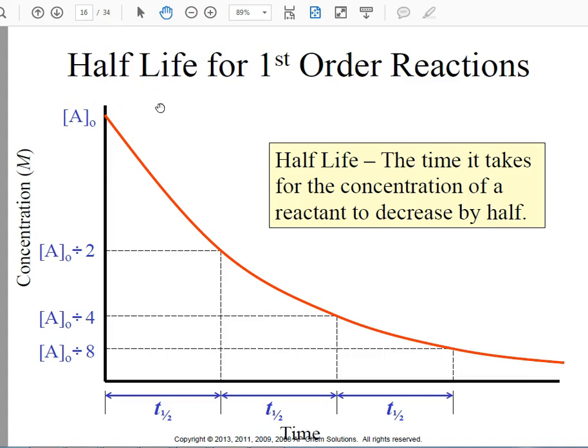All right, let's talk about half-life for a second. Half-life is the time it takes for the concentration of a reactant to decrease by half. So let's say you start with 10 as your concentration. The half-life would be the time it takes to get to 5 as your concentration. So that would be this time, however long that took right there. And then the next half-life would be however long it takes to get to 2.5. And the next half-life would be however long it takes to get to 1.25.